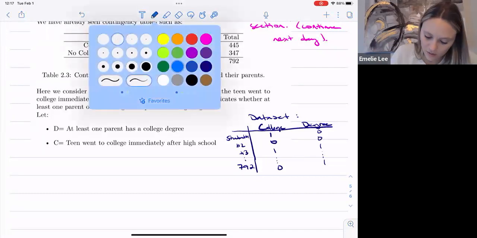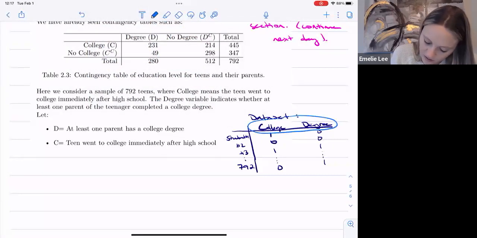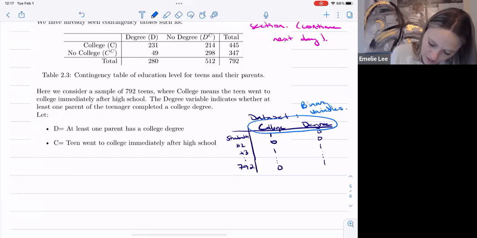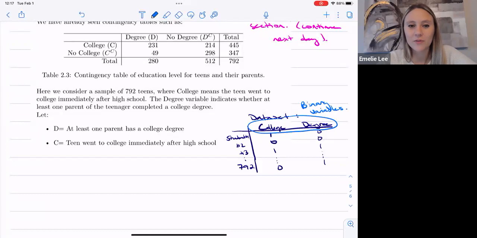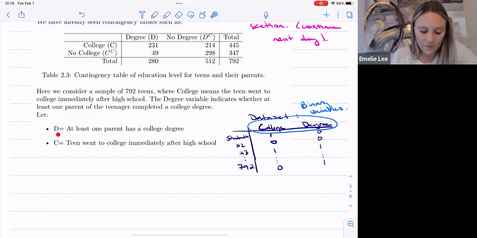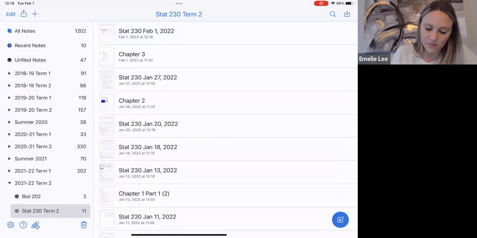And so I'm just going to make a note here because I've said it a couple of times, and just in case. So these are what we call binary variables. And we're going to talk more about binary variables, but it's nice to have a little idea of what it would look like. Okay. So same thing as before, we've established this shorthand of D means at least one parent has a college degree, and C means that the teen went to college immediately after high school.